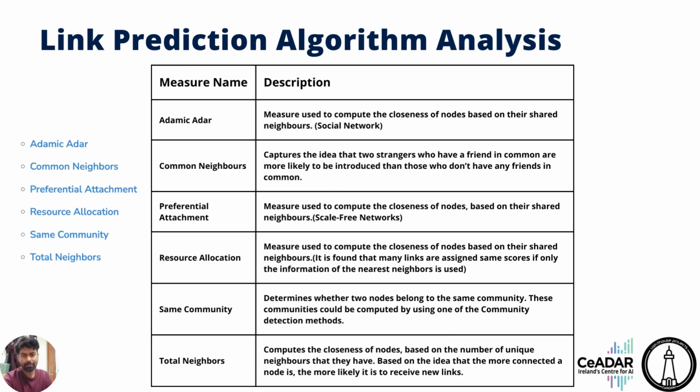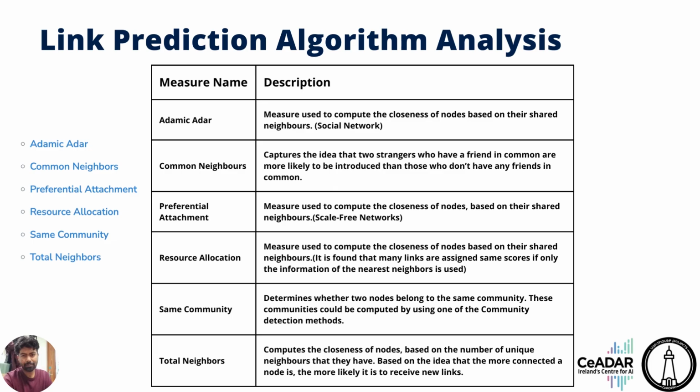There are various measures or algorithms used in graph analytics, particularly for link prediction and community detection. Here is a brief description of each algorithm. Adamic-Adar. The Adamic-Adar algorithm measures the closeness of nodes in a social network based on the number of shared neighbors they have. It assigns higher importance to shared neighbors that are less common, indicating a potentially stronger connection.